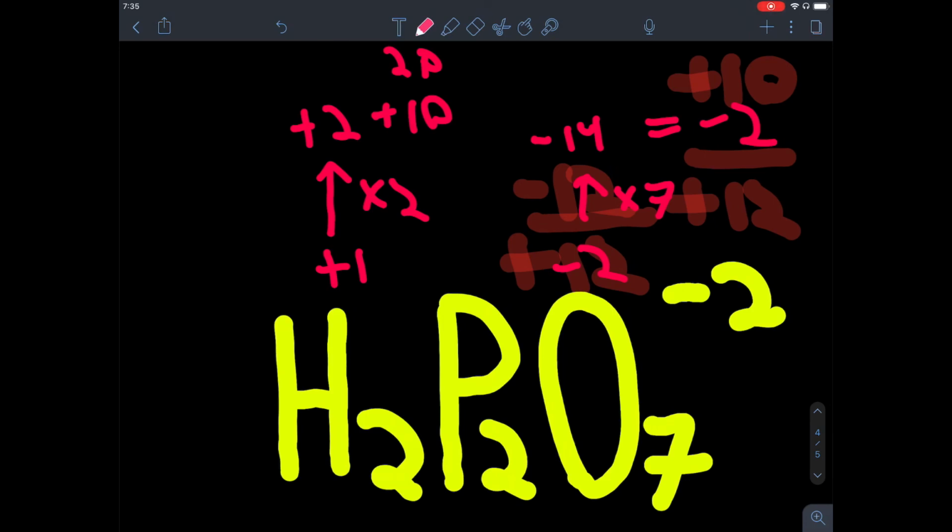Finally, we have to divide by the 2 phosphorus. And now our oxidation number for a single phosphorus atom is +5.